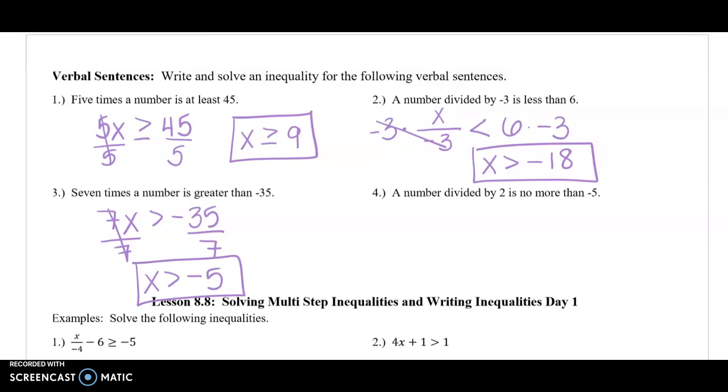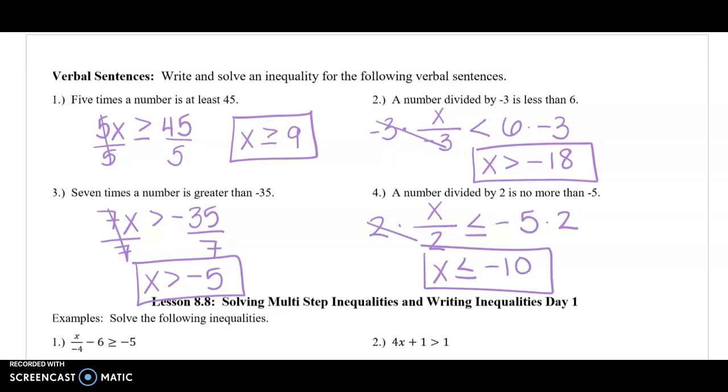And then the last one, it says a number divided by 2, so x divided by 2, is no more than, so less than or equal to, that's one of our key words again, negative 5. So to solve this, multiply both sides by positive 2. Since it's positive, nothing changes with my sign, it stays less than or equal to. Negative 5 times 2 is negative 10.